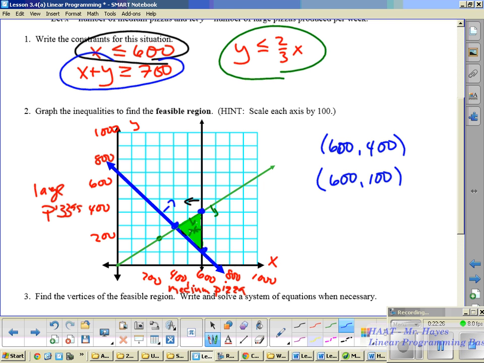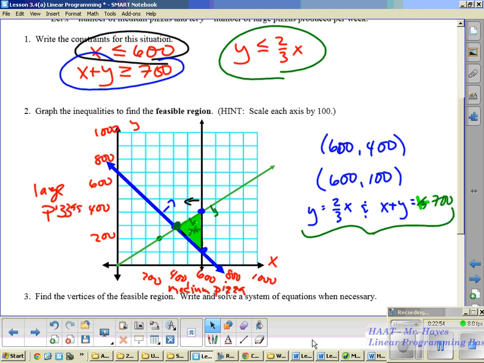So you're going to have to figure out the vertex that's going to be between y equals 2/3 x and the one where x plus y is equal to 600 or 700. So those are the two lines that are there. Oops, I got turned into a highlighter. So if you solve this system here, then you can figure out what this vertex is right there. Okay? So finish this up.